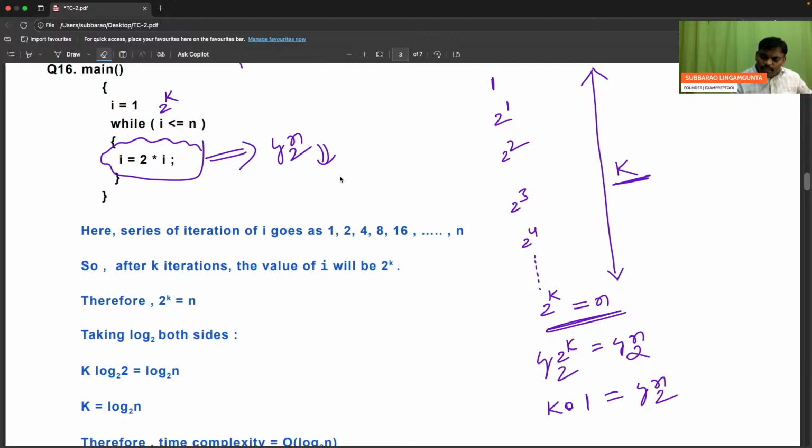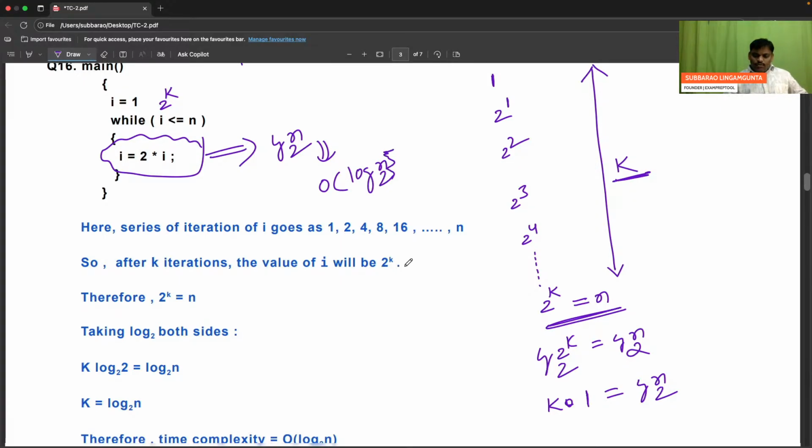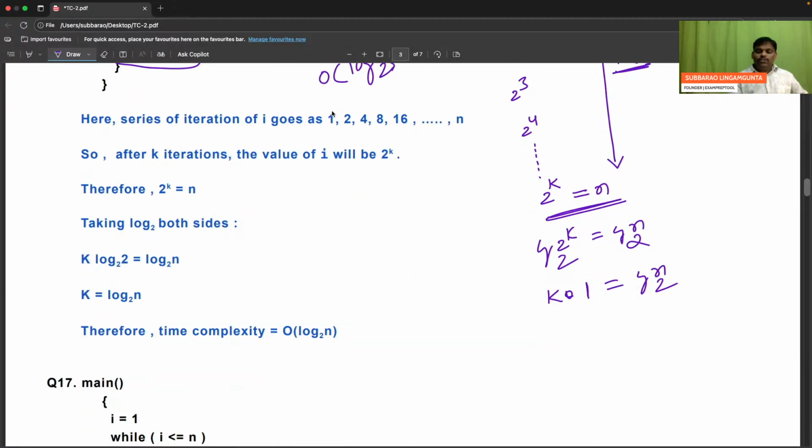This loop is repeating log n base 2 times. So time complexity became big O of log n base 2. See the total story. Initially 1, next into 2, next into 2, next into 2, and so on. K times I done. It is the n which is 2 power k. After k iterations, the value of I will be 2 power k.